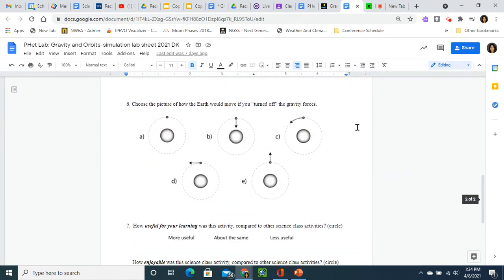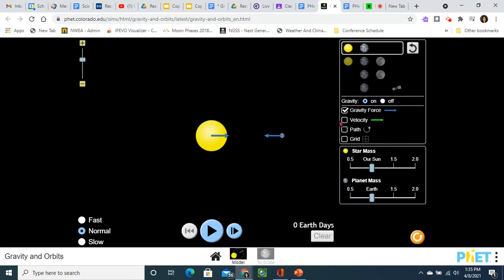And question number 6, now you have to turn off the gravity force and turn on the path. So we're going to be looking at the path. We're going to turn the path on, and we're going to leave the gravity on. And we're going to let it go. And then we're going to turn off the gravity. What happens when we turn off the gravity? What is the path?